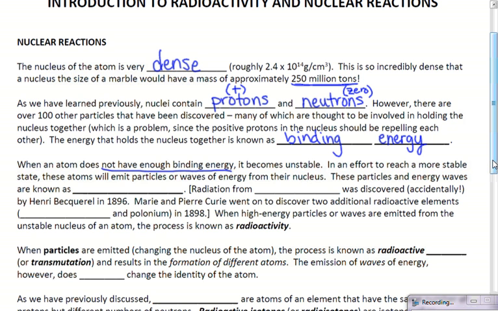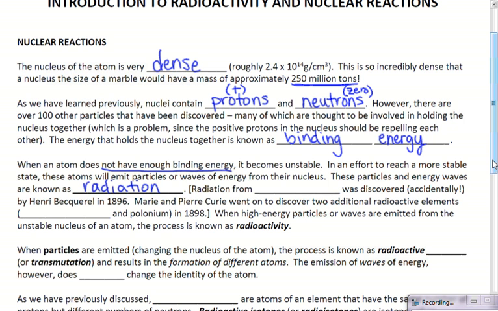We call it unstable whenever it's not able to maintain its configuration, and in order to become more stable, it's going to emit particles or waves of energy. That process of emitting those particles or energy waves is known as radioactivity. The particles and waves are known as radiation.